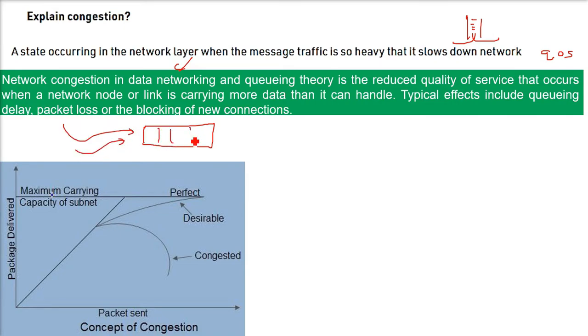Just assume there is a buffer and it can hold certain data, or a certain frame or packet, whatever terminology you use. If it is more than that, the packet will be dropped. So this is the concept of congestion.